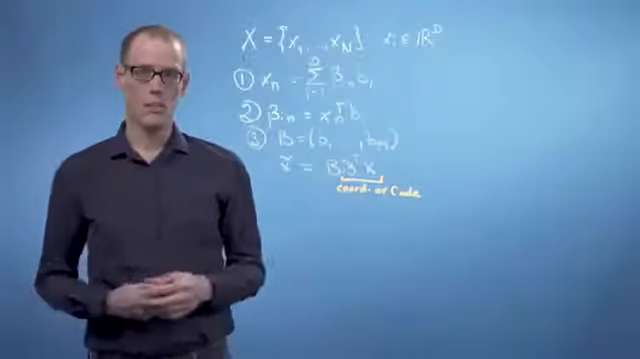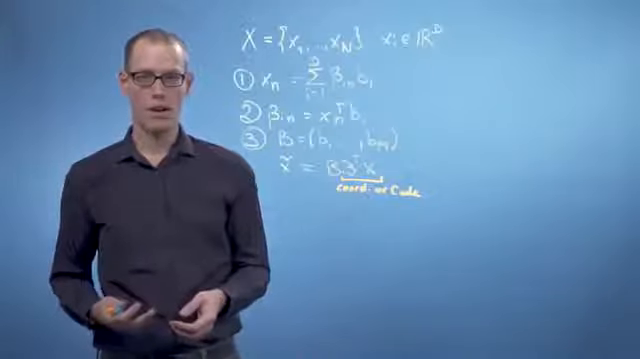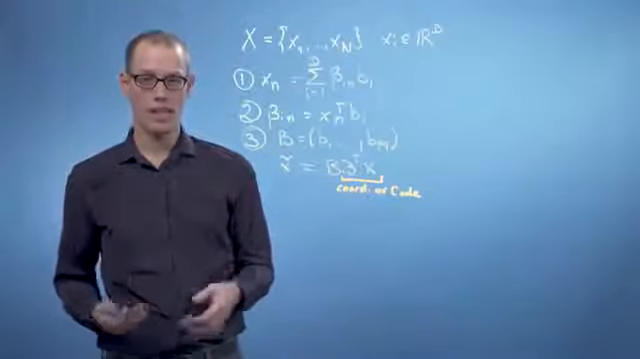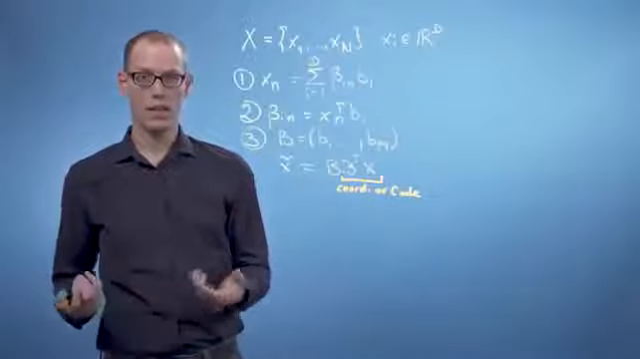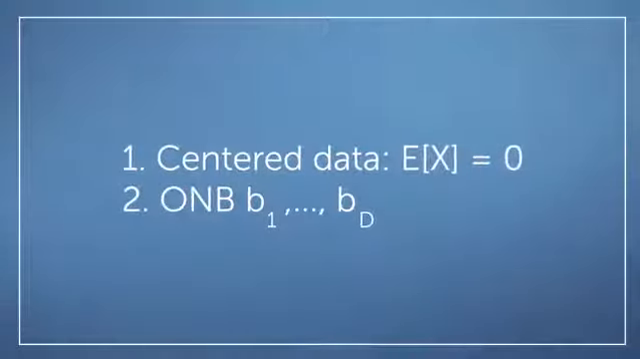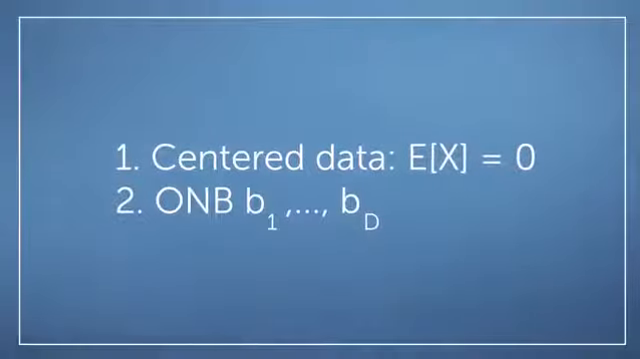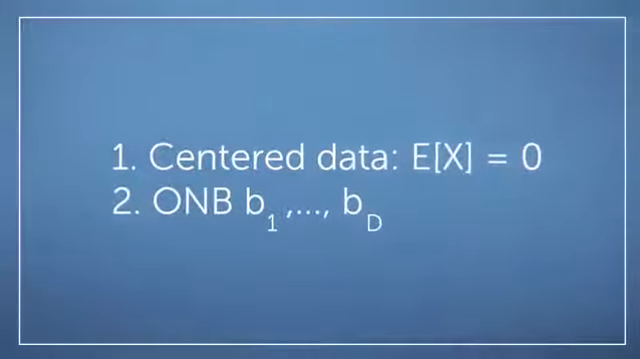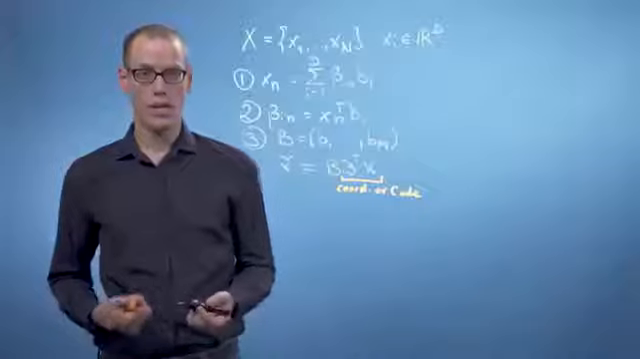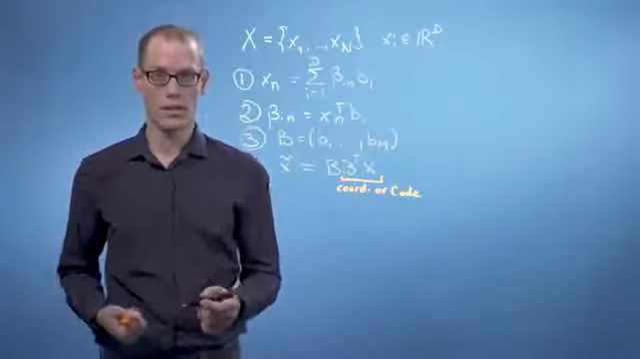Now let's have a look at PCA. The key idea in PCA is to find a lower dimensional representation x̃_n of x_n that can be expressed using fewer basis vectors, let's say M. We assume the data is centered. That means the dataset has mean 0, and we also assume that b_1 to b_D are an orthonormal basis of R^D. Generally, we can write any x̃_n in the following way.